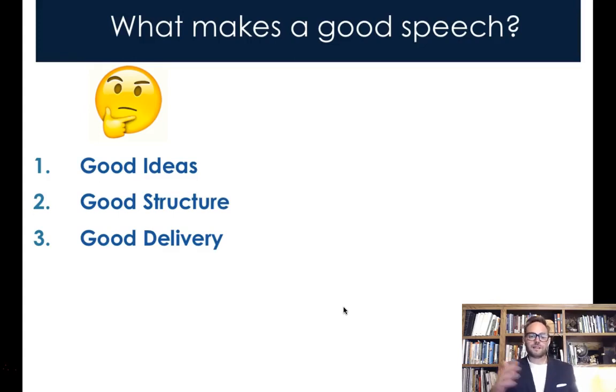So we want a balance between these three. We want good ideas, we want good structure, and we want good delivery skills. So my hope is that we identify one of these areas that we're most lacking in. So maybe that's our research skills, or maybe that's our organizational skills, or maybe that's our delivery skills. And I want us to focus on developing that area.